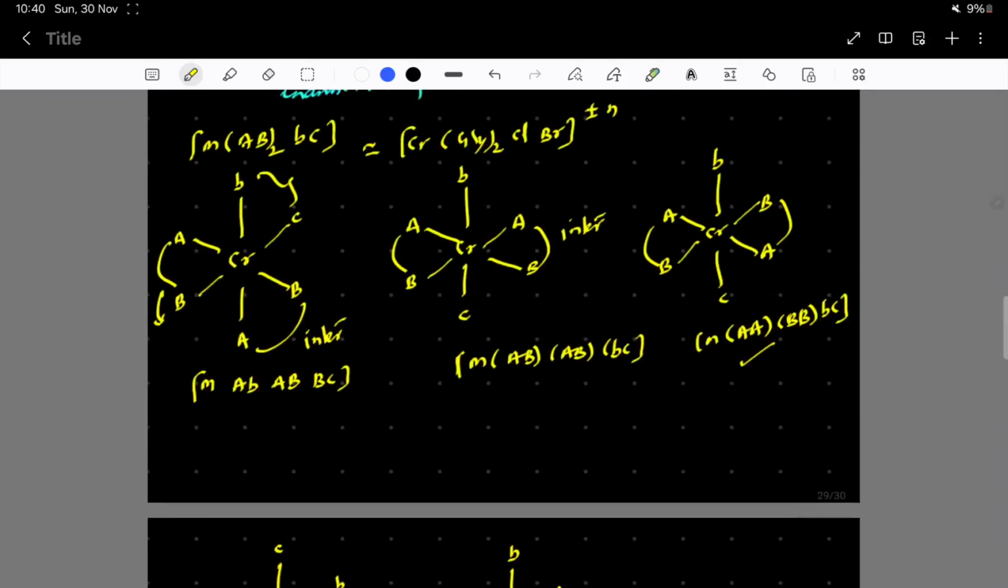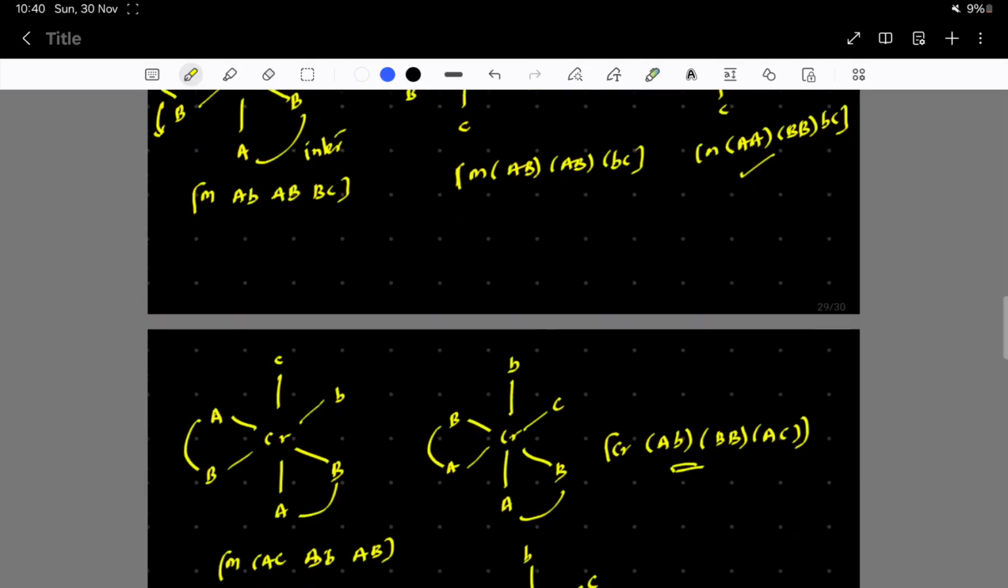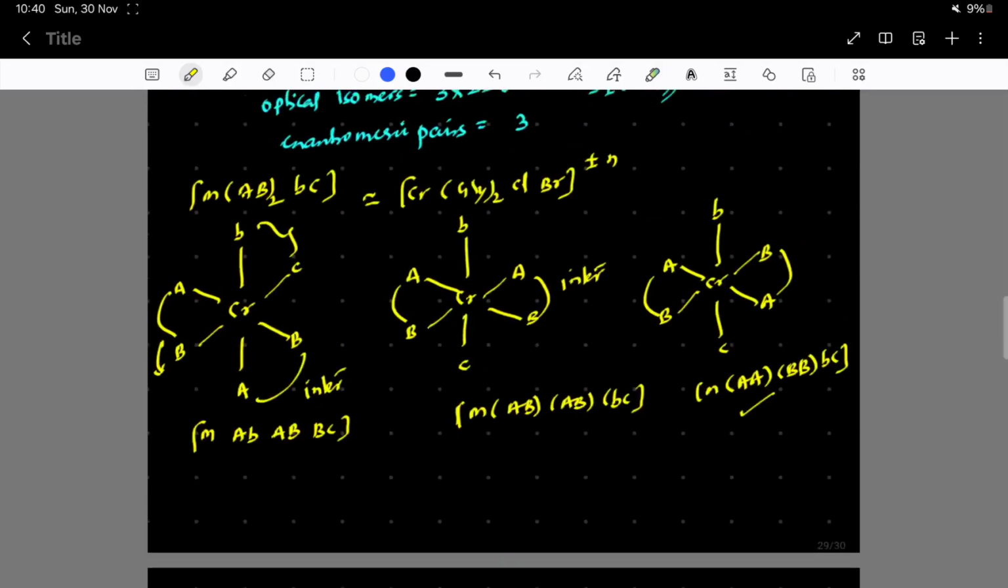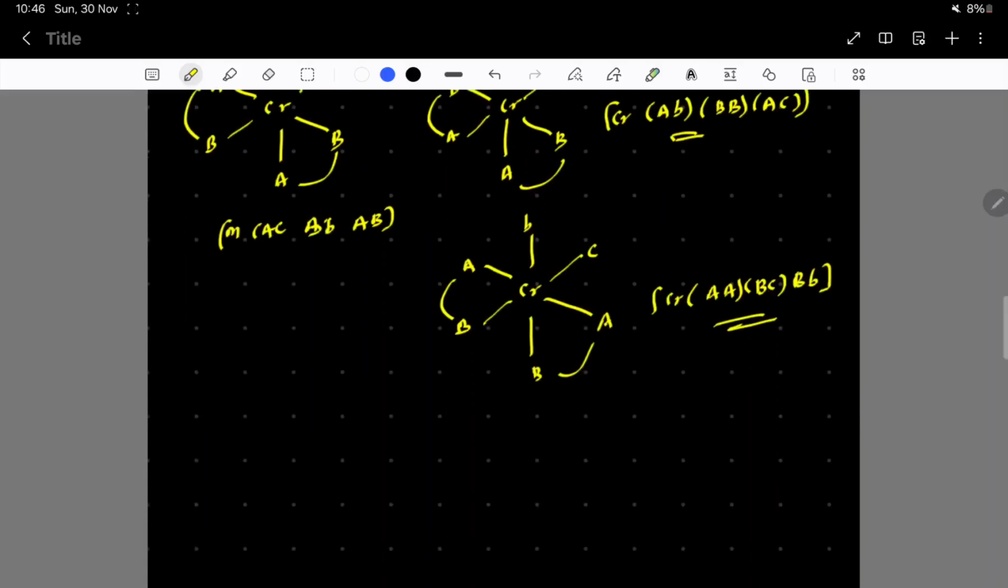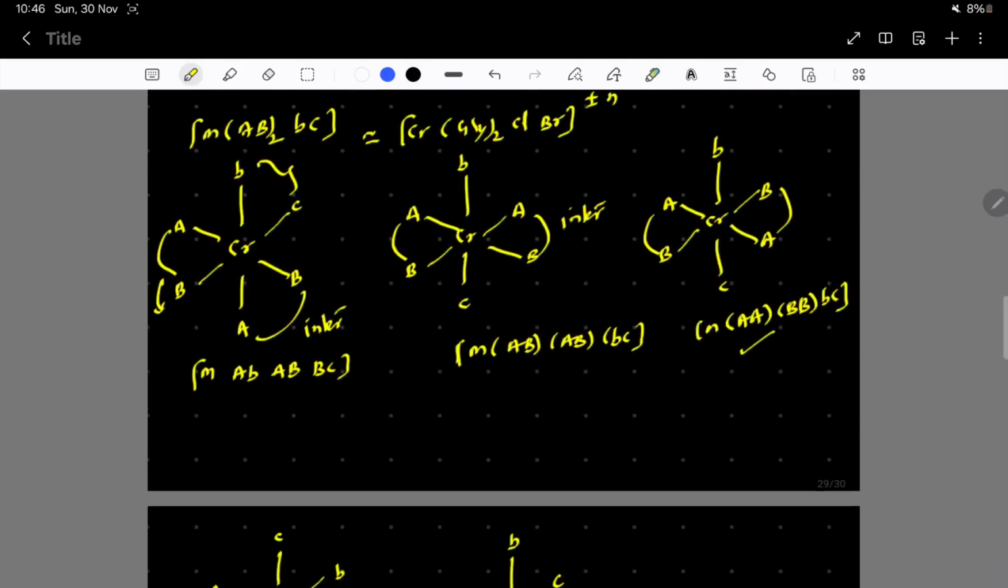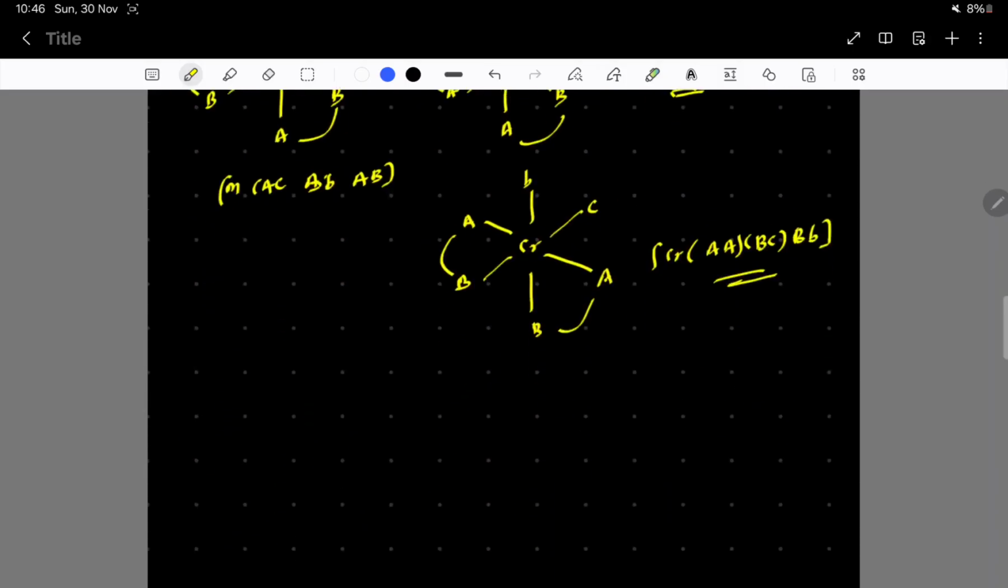So now, student, the total number of possibilities here for AB twice BC, we are getting 1, 2, 3, right? 4, 5, 6. So we are getting 6. Now one more thing we will do here, student. We will change these two, interchange. So in the previous example also we will change both, student.